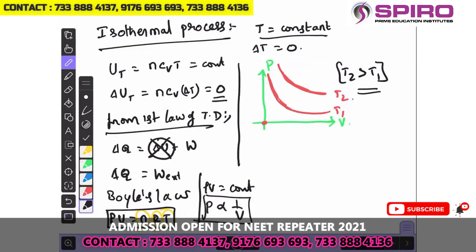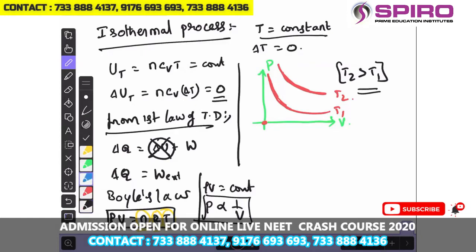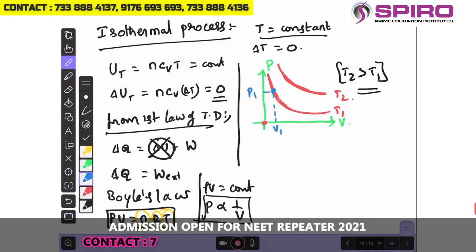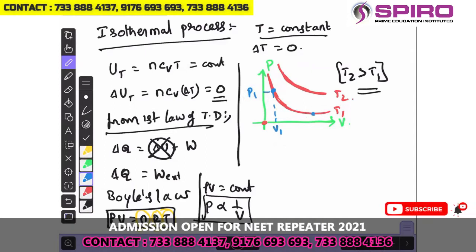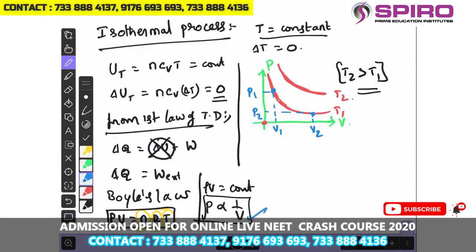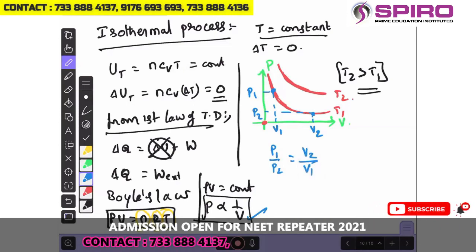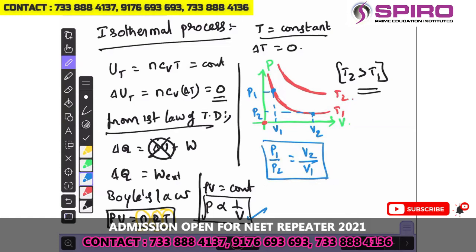If you consider two different states, then at one state the pressure will be P1 and volume will be V1. These are the coordinates V1 and P1, let us say, and after some time the same gas has come to a volume V2 and its corresponding pressure P2. Then according to this relation, P is inversely proportional to volume, you can write P1 by P2 equals V2 by V1, right? So PV equals constant. This is the formula you can get.